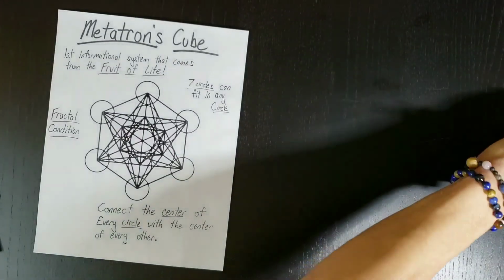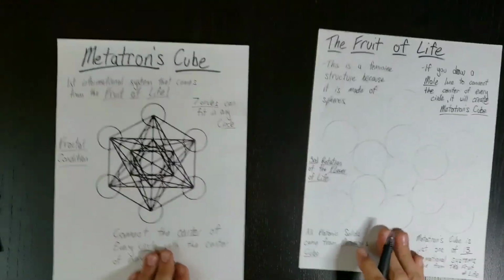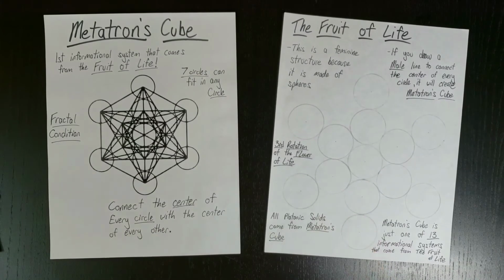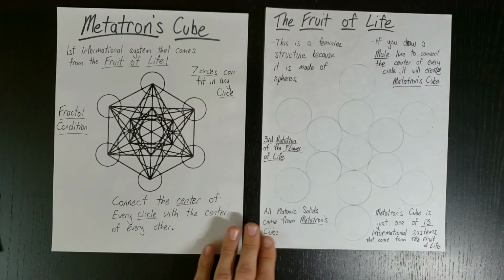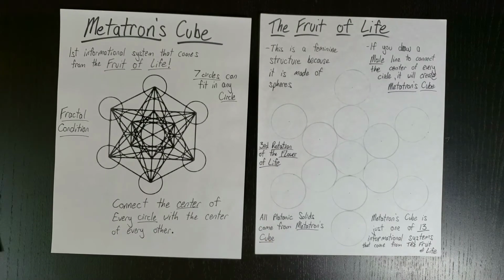So now I'd like to show you. We get all of the Platonic solids from Metatron's cube, and Metatron's cube comes from the fruit of life. The fruit of life is a feminine informational system that can be combined with male energy or straight lines in 13 different ways, each one providing us with different information about the reality.